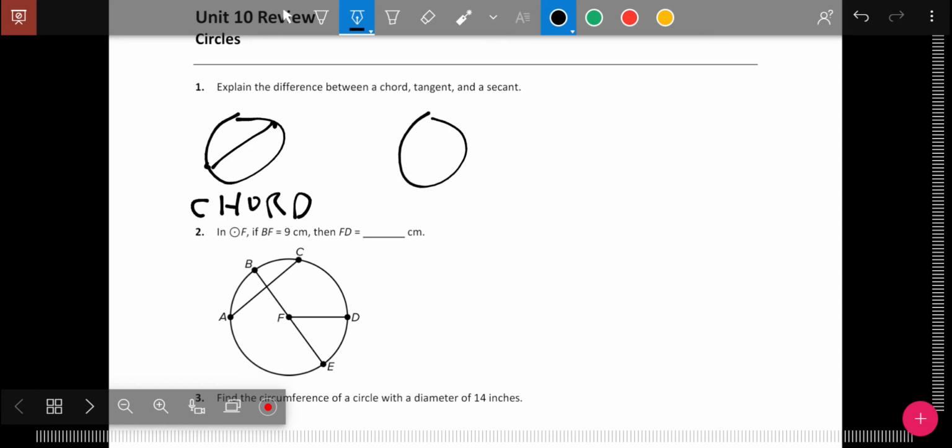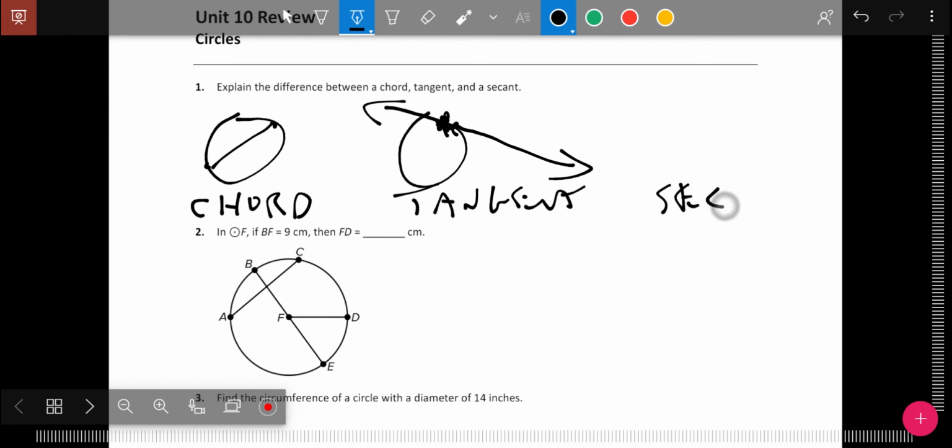A tangent is a line that when it hits the circle, it kind of just barely touches it or grazes it. It just has one point of touch. And so that's a tangent. And then a secant, kind of like a chord, hits it twice, but continues to go on forever on at least one side. Okay.